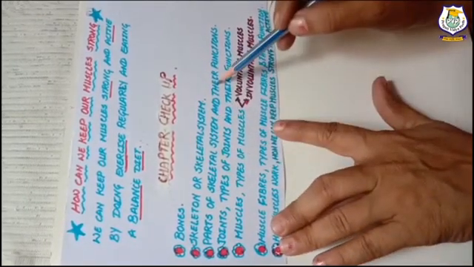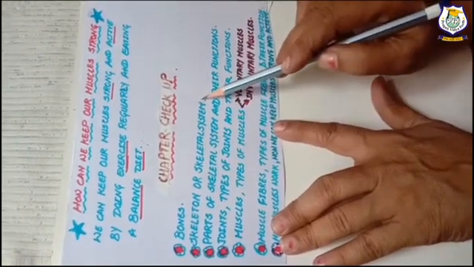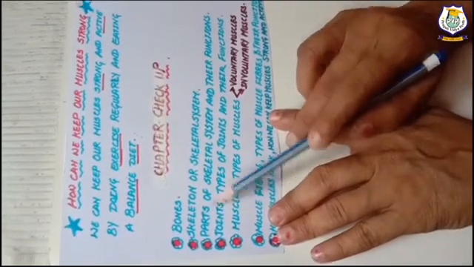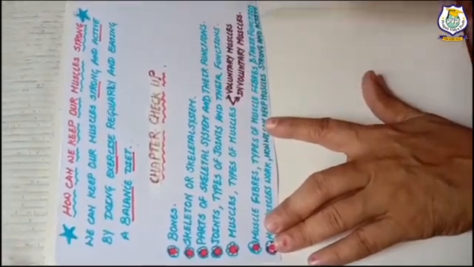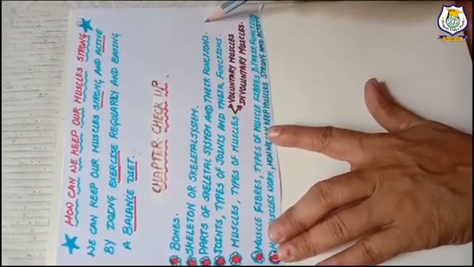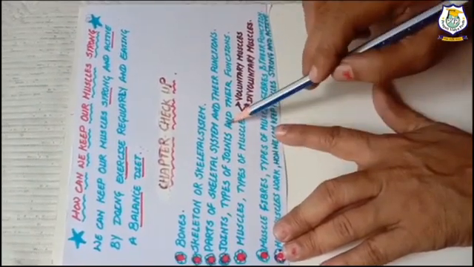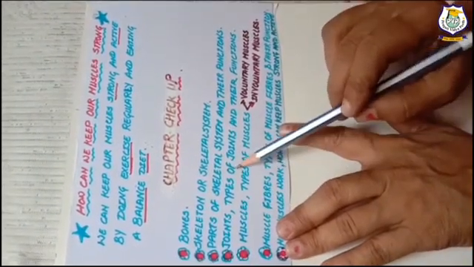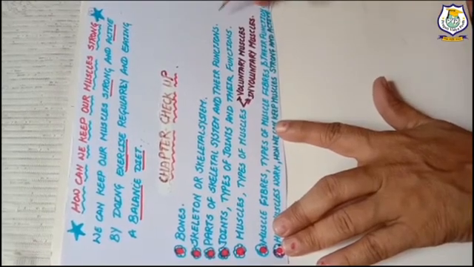Parts of skeletal system and their functions. We have studied the parts of the skeletal system. There are mainly 5 parts of the skeletal system: the skull, the vertebral column, the rib cage, the limbs and the girdles. And we have studied their functions also. After that, we have studied about the joints, their types and their functions. In joints, we have studied 2 types of joints, the movable joints and immovable joints.